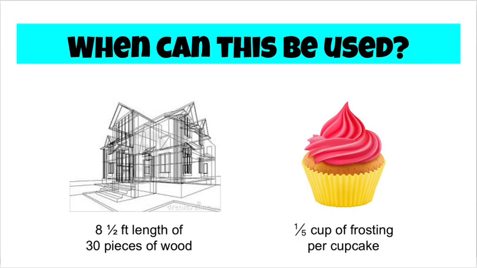Now, in multiplying fractions, this can be used in different ways. In construction, if you were needing equal groups of the same length of wood, for example here, 8.5 feet in length, and you needed 30 pieces of it, you would have to multiply 8.5 times 30 to figure out the total amount. Or if you're baking a cake and need to figure out how much frosting you may need, and you know that each cupcake needs 1/5 cup of frosting.